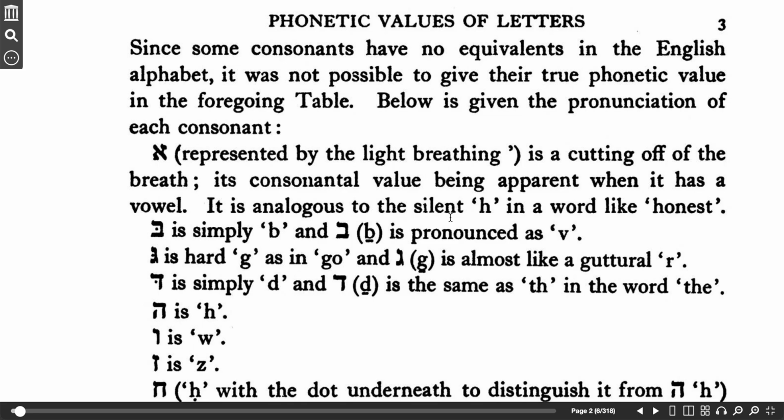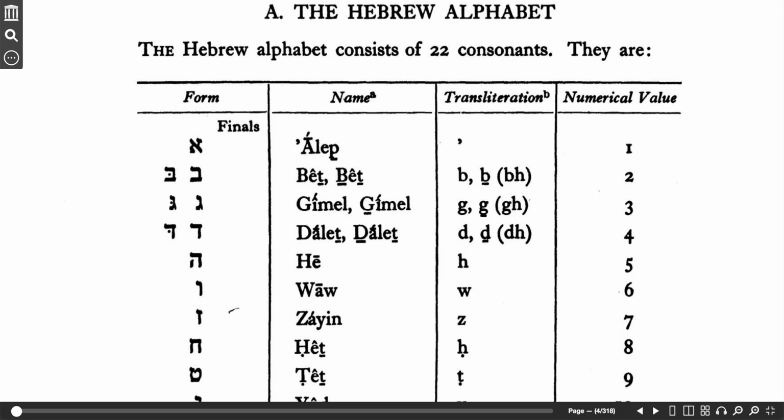It's analogous, though, to a silent H in the word honest. When I say honest, what you're hearing is O-N-E-S-T. I'm not saying honest with an H. The letter appears in the word, but it doesn't really have a phonetical value to it. Does that make sense? So that is the way Aleph is. It has no phonetical value. There'll be another letter like that that we'll see.